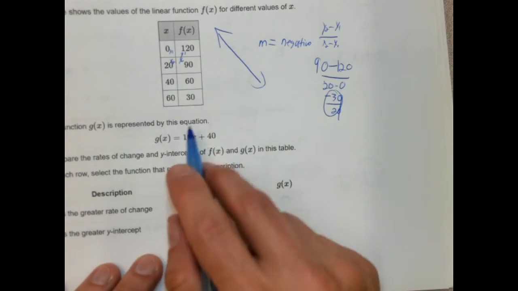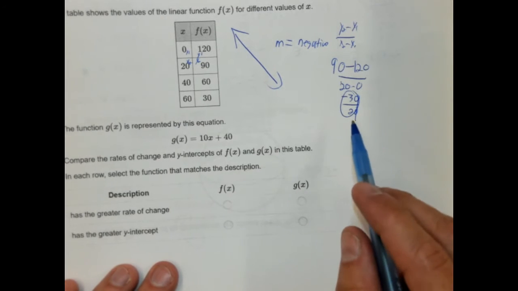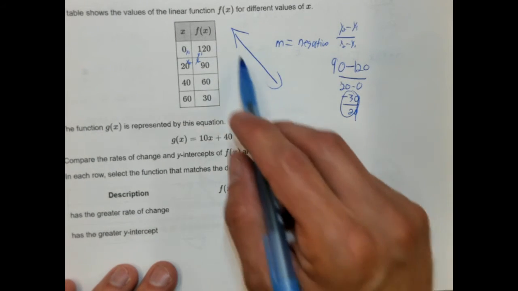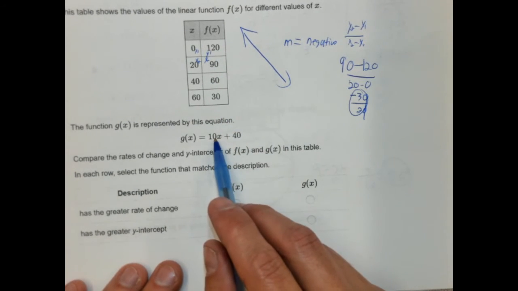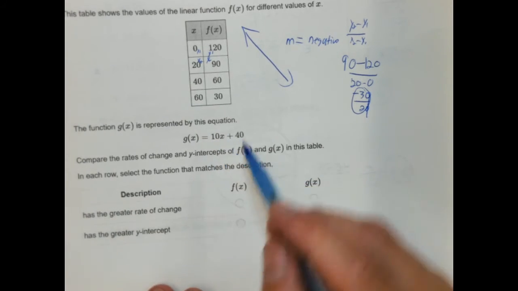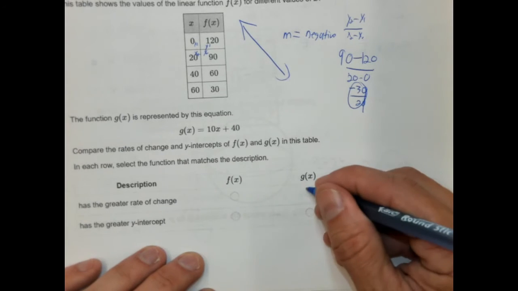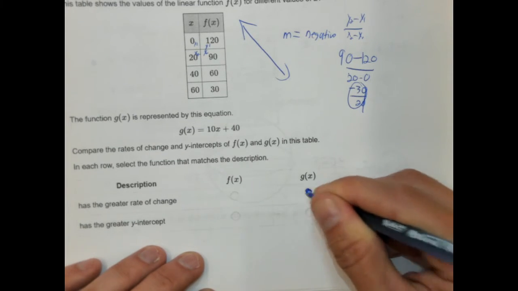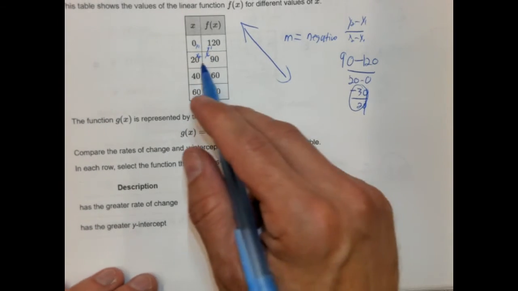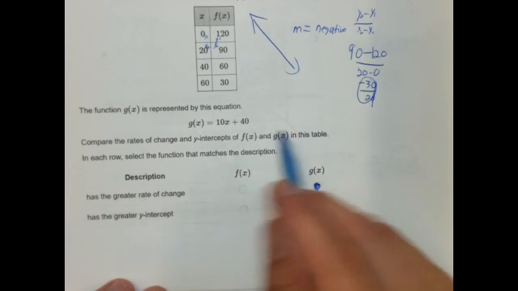But you can tell it's negative. My point is you don't even need to find out what the exact slope is. You can tell it's negative, right? Here it's positive 10. So clearly this is a positive slope, which means it is a greater rate of change because it's positive versus negative. So g of x would have the greater rate of change. But if you want to find out what it is, you just plug in x1, y1, x2, y2, and calculate it, like we did here.